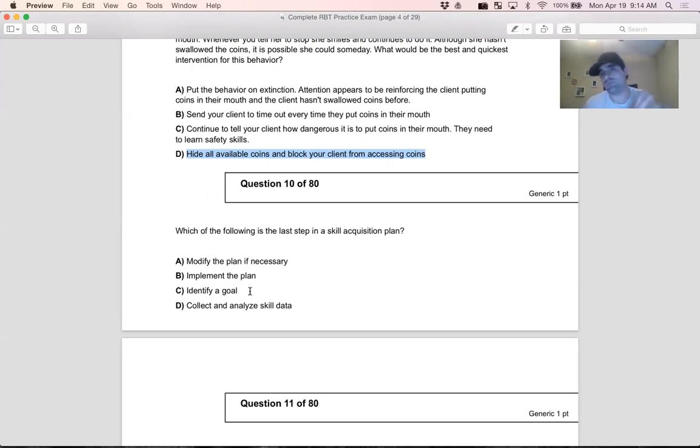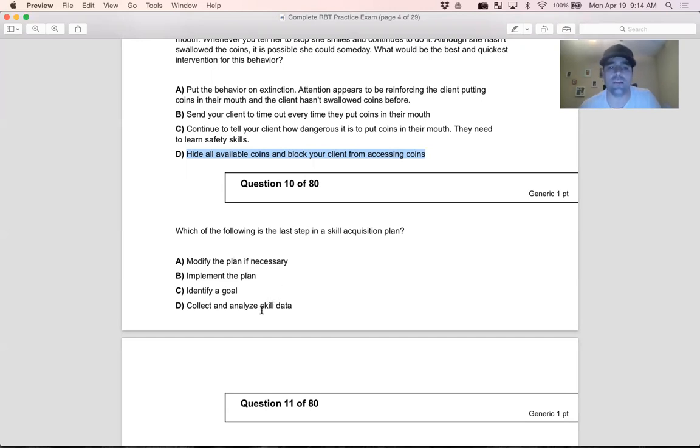Well, you need a goal at first. You always want to be setting goals, so we can know progress versus no progress. So identifying the goal is definitely not the last step. It's one of the first steps. What about B? Implement the plan is going to come in the middle, because after you identify a goal, you've got baseline. Now you want to implement the plan and you want to see what's happening. You can't modify the plan unless you've implemented the plan. So B and C definitely come before A.